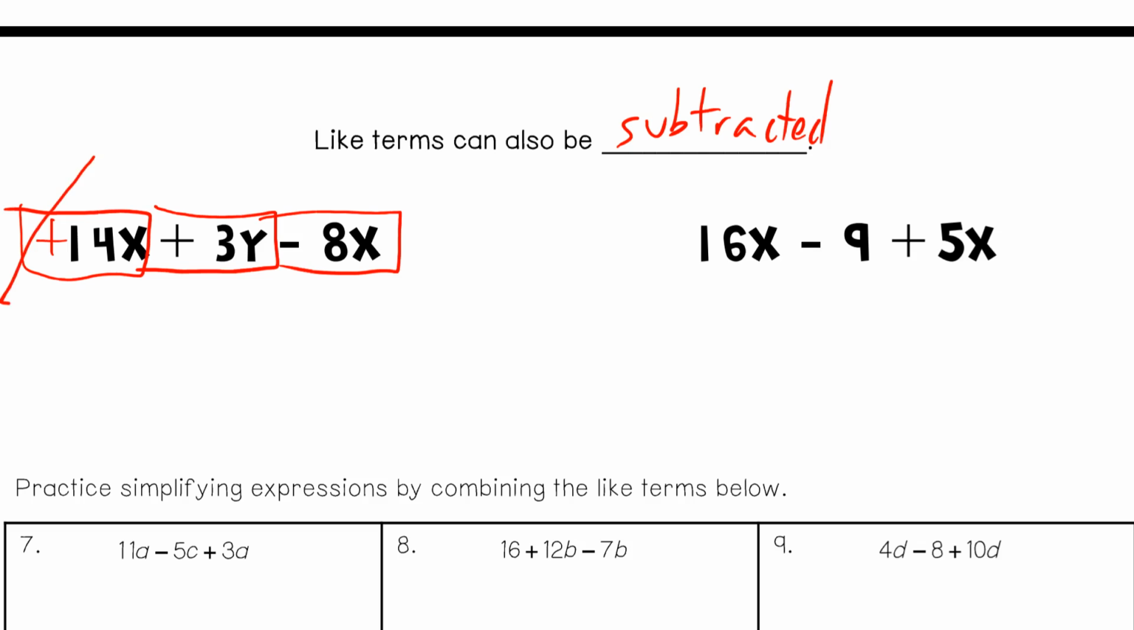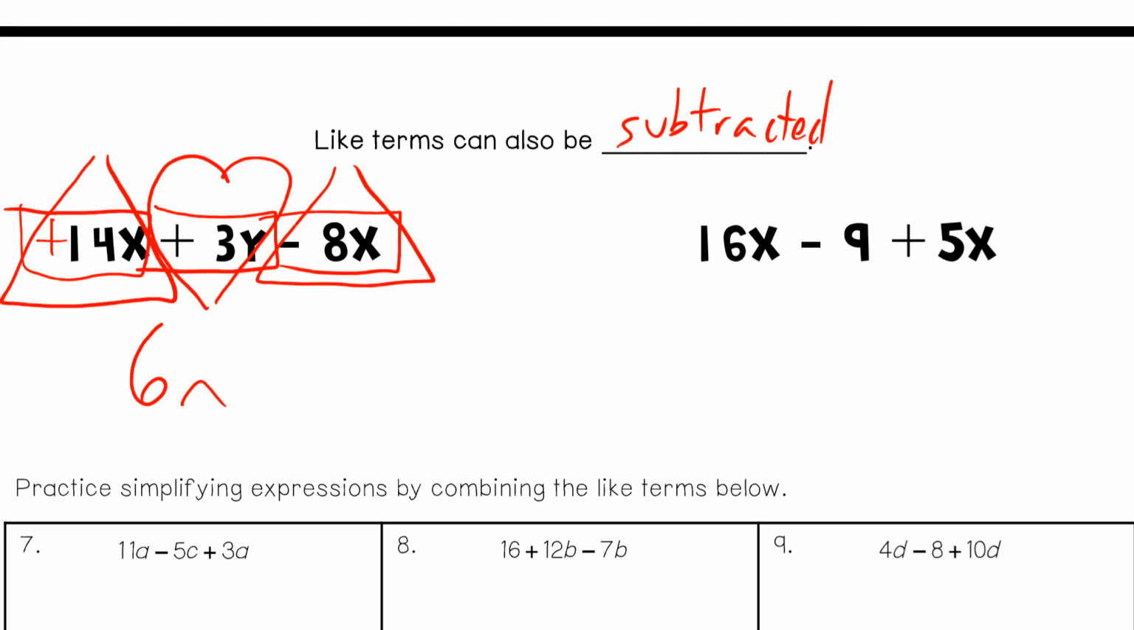3y, and minus 8x, or negative 8x. So let's look at what can be combined. So I have 14 pirate x's, 8 ninja x's, very important. So 14 pirate x's, 8 ninja x's. After we combine those, I'm going to be left with 6x, or a positive, so pirates will win by 6. So that gives me 6x, and then I'm left with 3y. So my answer is 6x plus 3y.